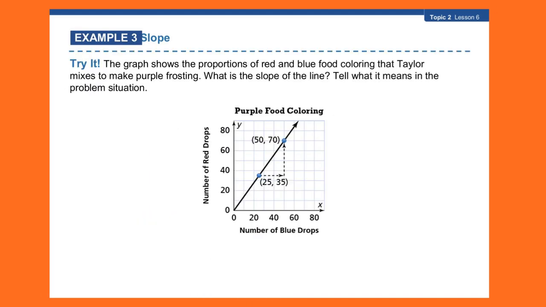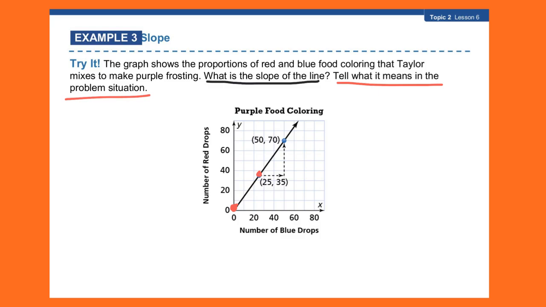All right, this is the try it on the bottom of page 129. It says the graph shows the proportions of red and blue food coloring that Taylor mixes to make purple frosting. What is the slope of the line? And tell what it means in this problem situation. So we have 2 questions here. We're going to find the slope, and then we're going to add some labels. All right, now I could totally use their dots, but I'm not going to. I'm going to use 0, 0 and 25, 35.